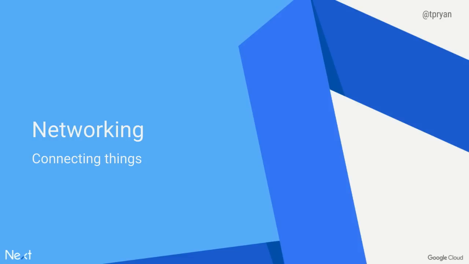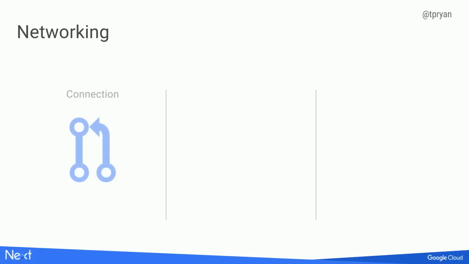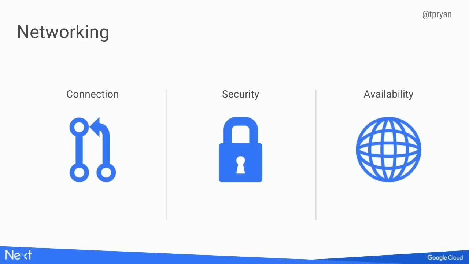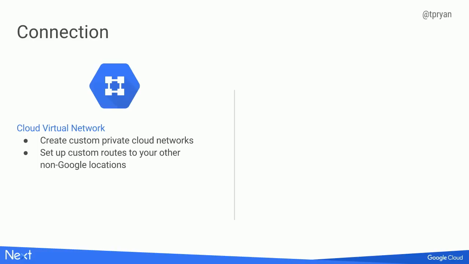Networking is incredibly complex, but I can't really get into it in this talk, so I'm just going to tell you where to look for certain things. Networking tends to be about connection, security, and availability. People are looking to connect to us. First is the Cloud Virtual Network, which allows you to build your own private networks for your project and set up custom routes to non-Google locations.